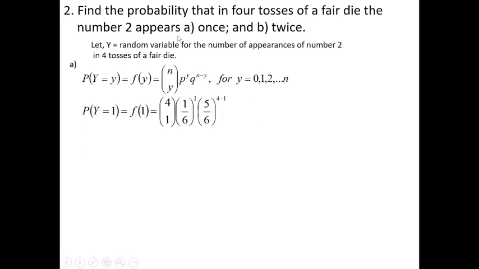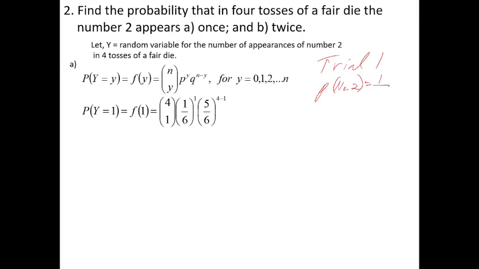So sabi niya, appears once. Okay, 4 tosses. So identify nga natin kung binomial distribution talaga yan. Check natin. In every trial, let's say tossing a die, trial 1. Tossing a die, probability na number 2 yung lalabas. Okay, ano yung probability na number 2 yung lalabas?